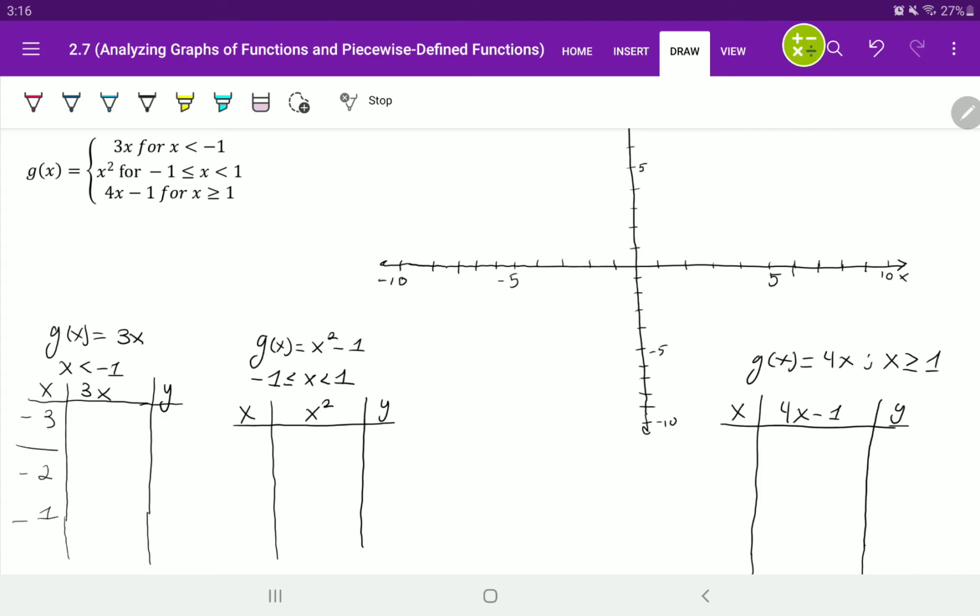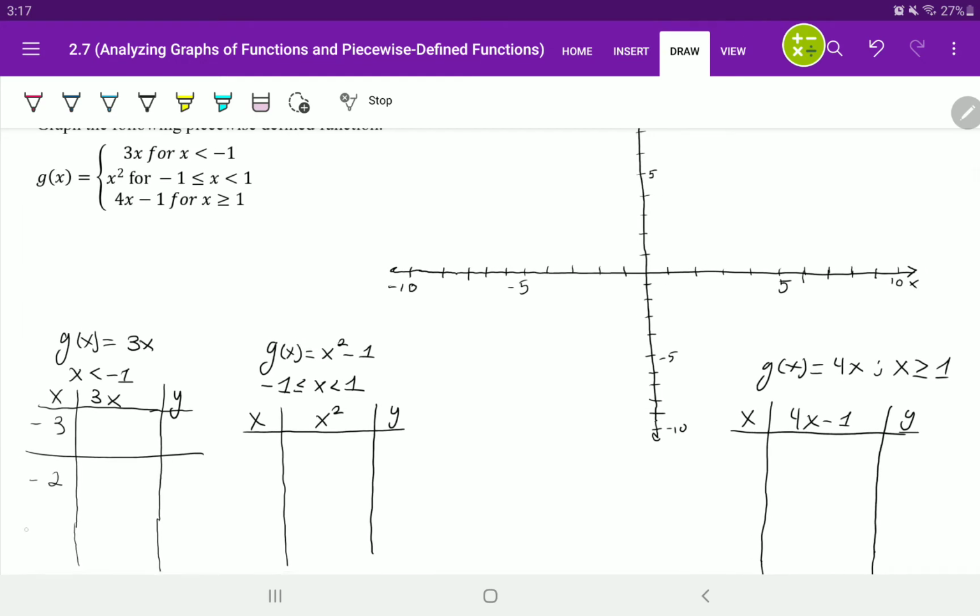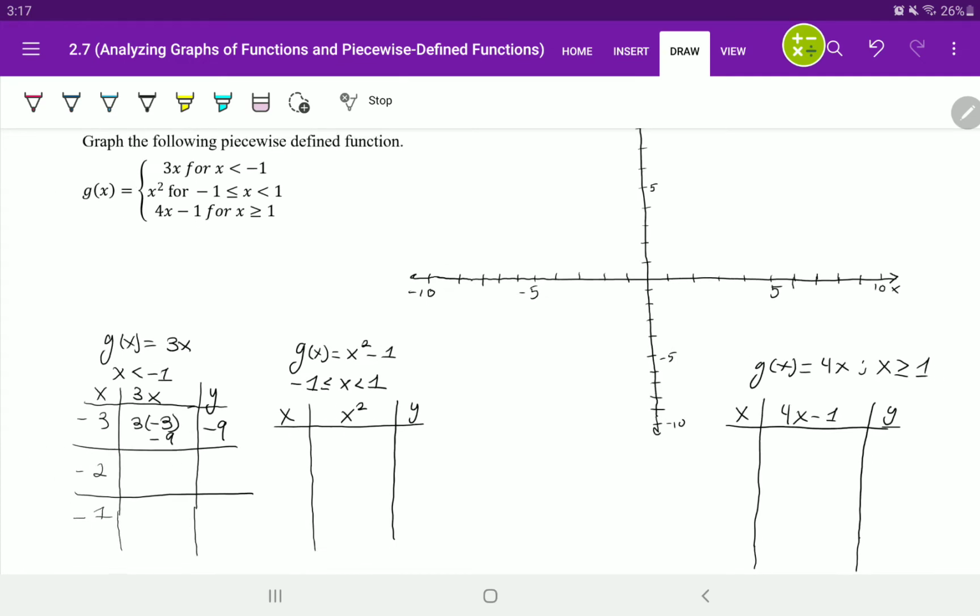Let's make some more room. Put it down here. All right. So if x is -3, what is going to be y? So 3 times -3 is -9. Y is -9. So when x is -3, y is -9.